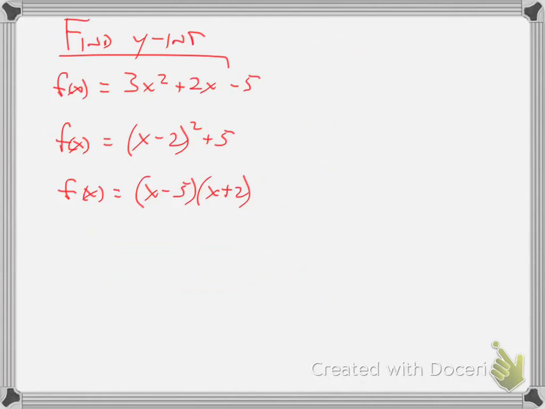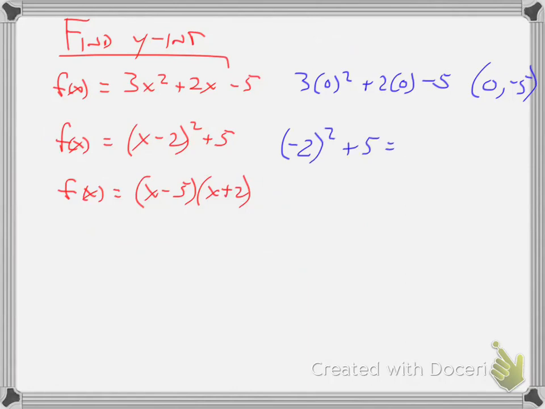And here I'm finding the y-intercepts. When we find the y-intercepts, we plug 0 in for x. That makes those first two terms 0, so my y-intercept here is negative 5: (0, -5). And here when I plug 0 in for x, 0 minus 2 is negative 2, squared is 4, plus 5 is 9. And here, plug 0 in for x, I get negative 5 times positive 2, and that's negative 10.